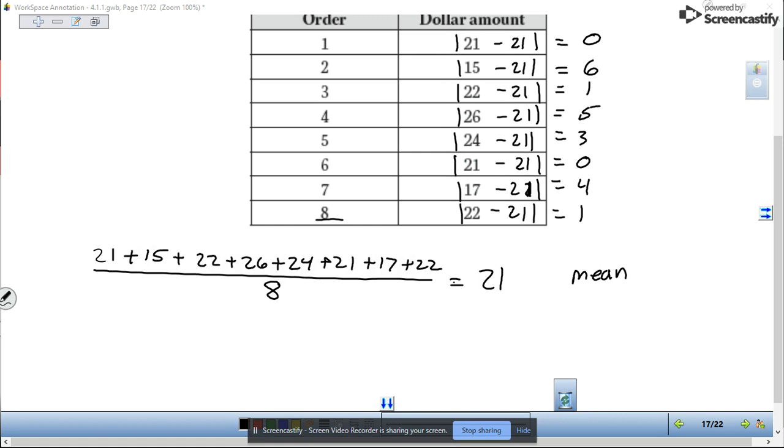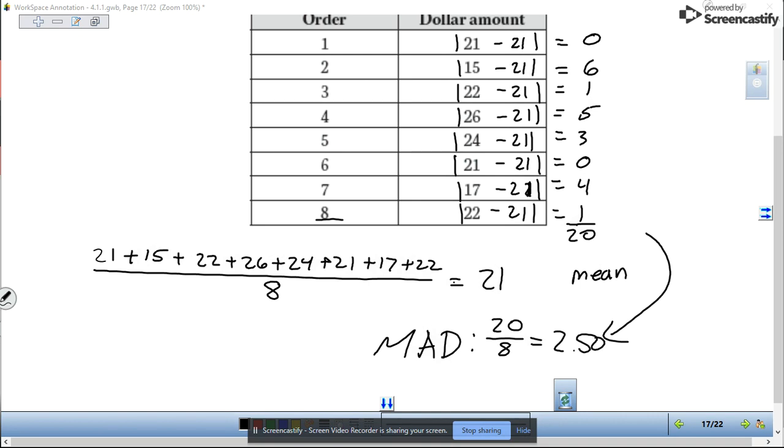Now, the next thing you want to do is find the average of those distances. So we're going to take these and add them all up. So 0 plus 6 plus 1 plus 5 plus 3 plus 0 plus 4 plus 1 is 20, right? And there were 8 numbers. So come down here. The mean absolute deviation, MAD, right? Because it will drive you mad trying to do this, is 20 divided by 8. And that is going to be 2.5.